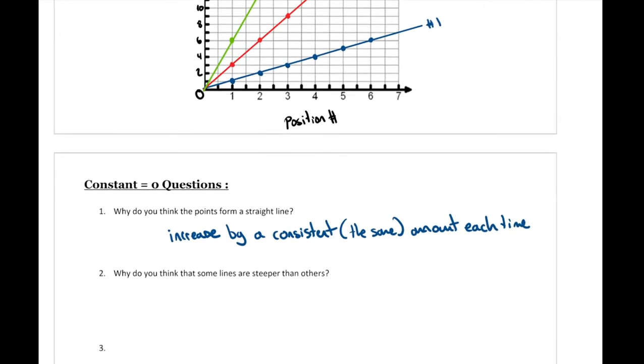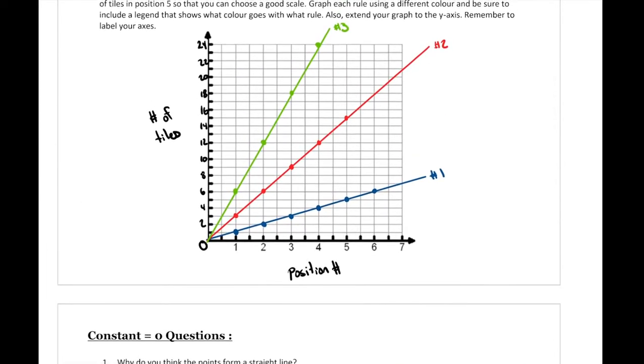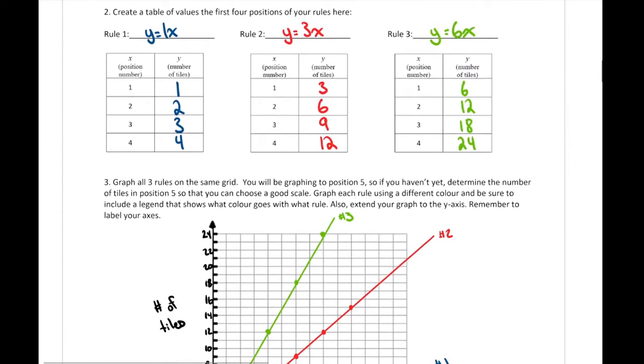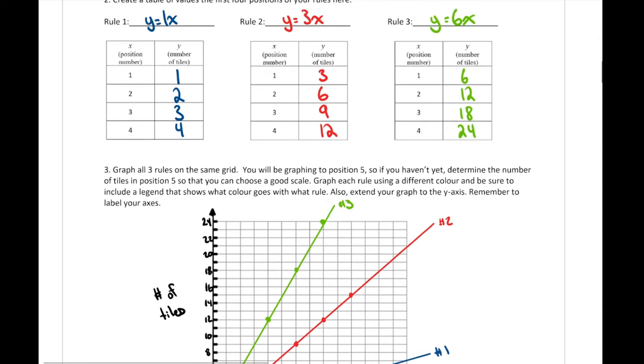Number 2, why do you think some lines are steeper than others? So looking at these 3 graphs, we can see that they are clearly different steepness. And if we go back and look at the rules, the constant in all of them are 0. We don't have a constant or the constant 0 for all of them, so it can't be that. But hopefully you can clearly see the number that is making a difference. Green is the steepest. It also has the largest multiplier.